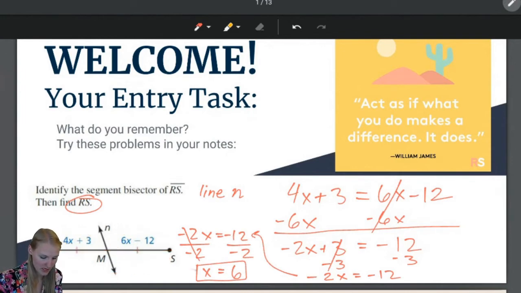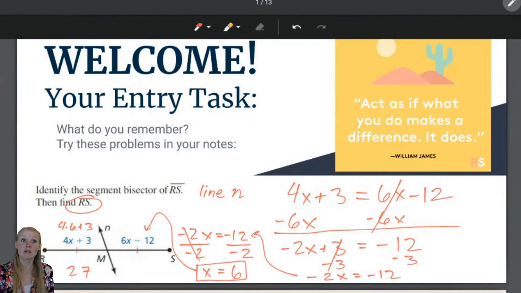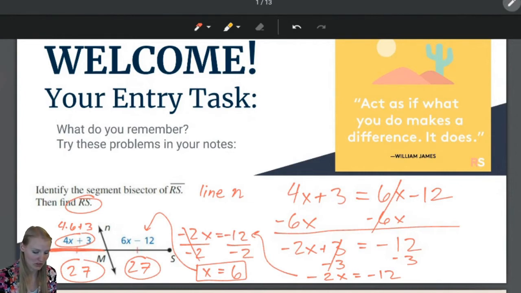So what I need to do is plug x in for one of these. If I do 4 times 6 plus 3, 4 times 6 is 24, plus 3 is 27. So now am I done? Is RS 27? No. Remember, 4x plus 3 is just the length of RM over here. And remember that RM is half of RS, because we know that this is a segment bisector. So, I know that half of RS is 27, the other half is also 27, so all of RS in total is 27 plus 27, or 27 times 2, which is 54. So the length of RS is 54 units.